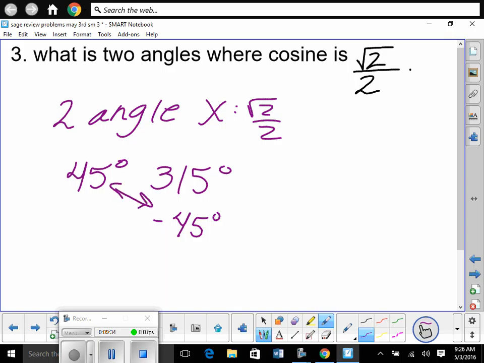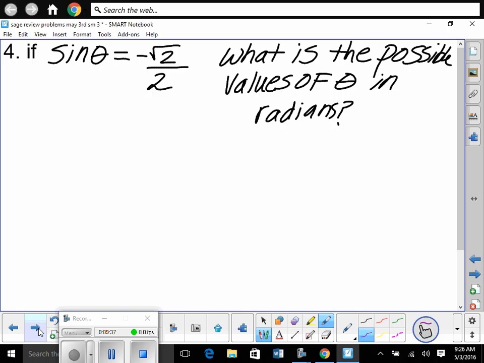Questions? Okay, it says, if sine of theta is equal to negative square root of 2 over 2, what's the possible value of theta in radians? So aren't we just looking for when does our angle theta equal the square root of 2 over 2? And it's sine, right? So isn't that x values? Nope, that's y values, right? So it says, what's the possible values of theta in radians?